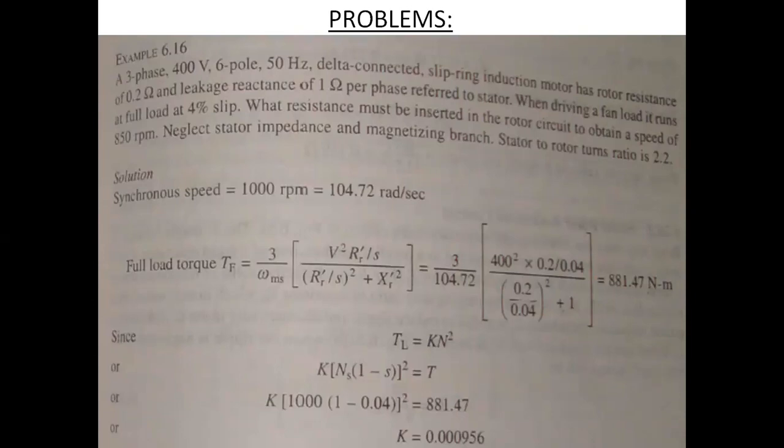A three-phase, 400 volts, 6-pole, 50 Hz, delta connected slip ring induction motor has a rotor resistance of 0.2 ohms and leakage reactance of 1 ohm per phase referred to the stator. When driving a fan load, it runs at full load at 4% slip. What resistance must be inserted in the rotor circuit to obtain a speed of 850 rpm? We are neglecting the stator impedance and magnetization branches because losses will be neglected, and the stator to rotor turns ratio is 2.2.